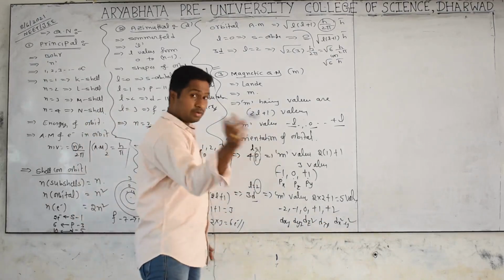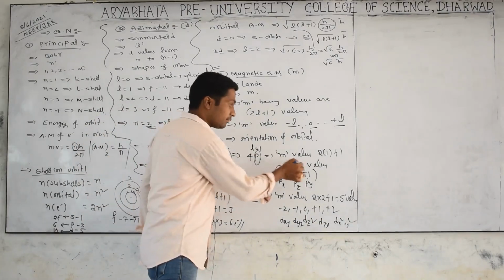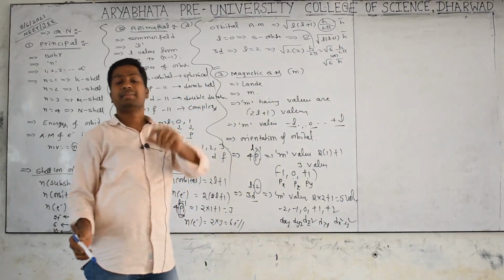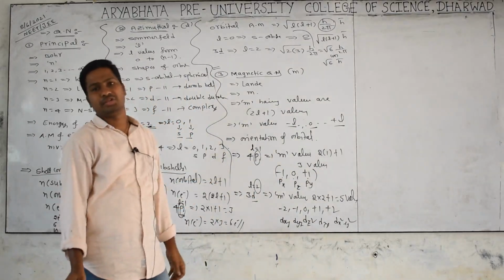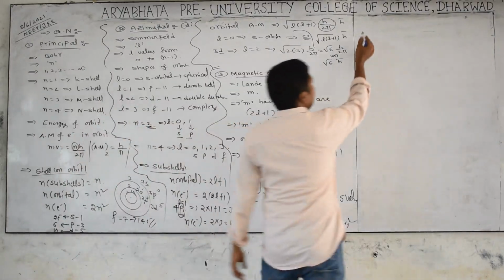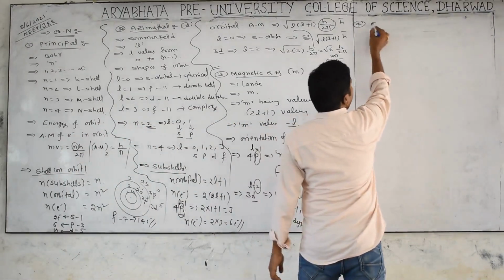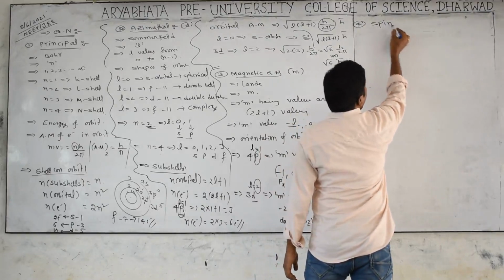Yes, this is where you are making the mistake: m value is equal to 3. Wrong. m has 3 values. They are nothing but from minus L to plus L, including 0. Okay, now the last quantum number is the spin quantum number.